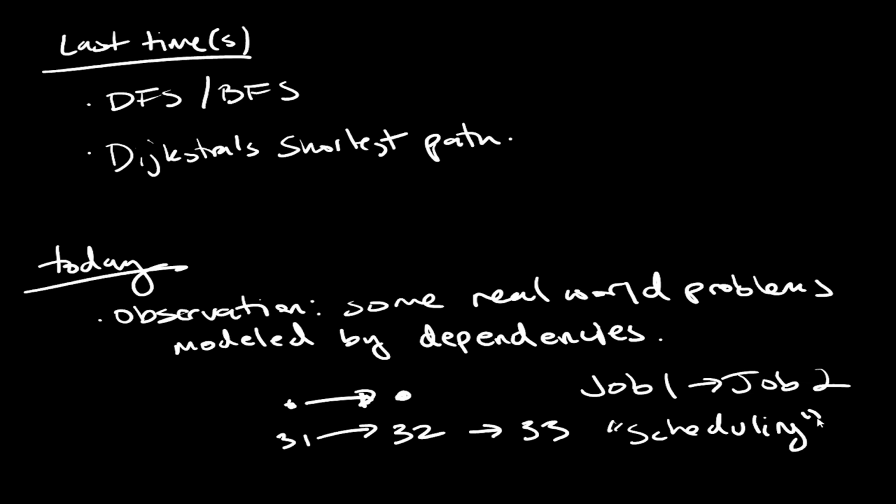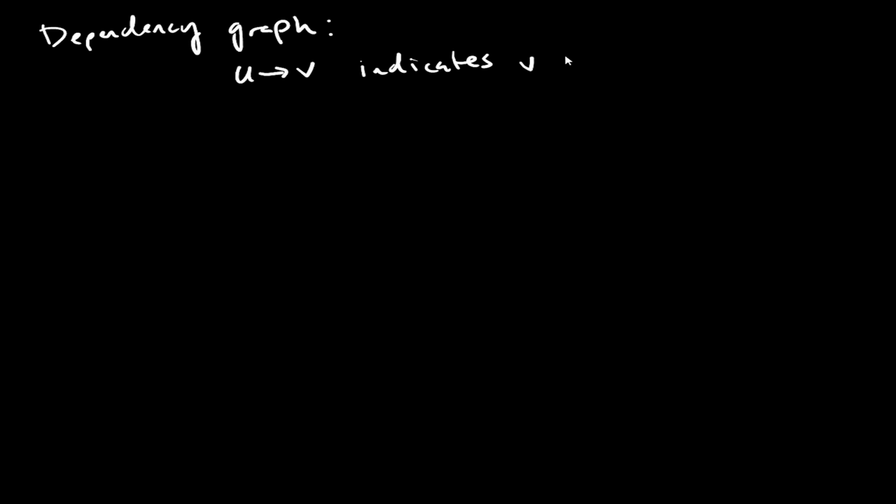We don't really have a nice way of solving this problem yet, so maybe we can properly define it here. If you have a dependency graph, for example, where an edge U to V indicates V is dependent on U.